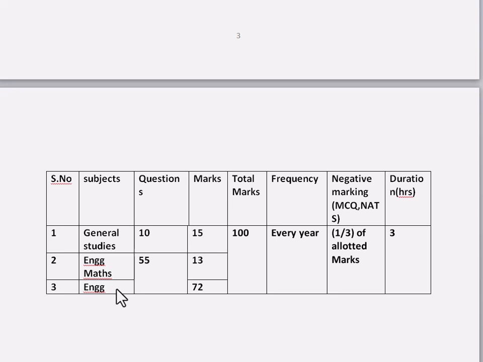Engineering mathematics plus engineering core is totally considered as 55 questions, and the total marks for the examination is 100. That is, here the total questions are 10 plus 55 means 65. So for the 65 questions, the marks allotted are 100. So 30 are 1 mark questions, whereas 35 are 2 mark questions. So when we calculate that, total comes as 100.